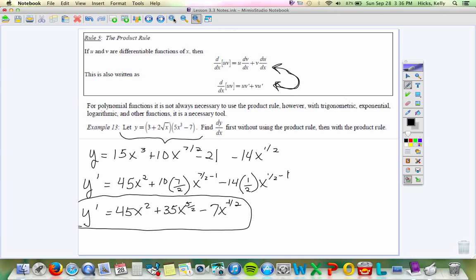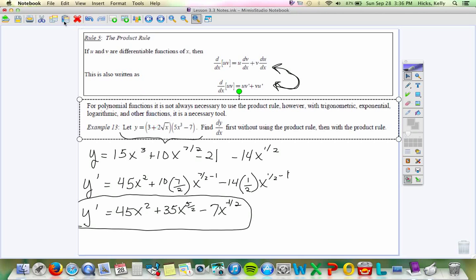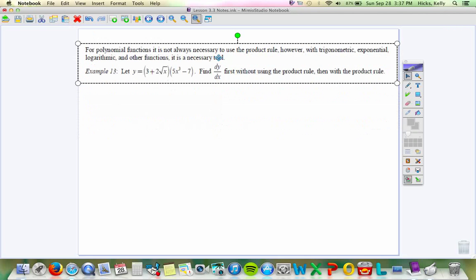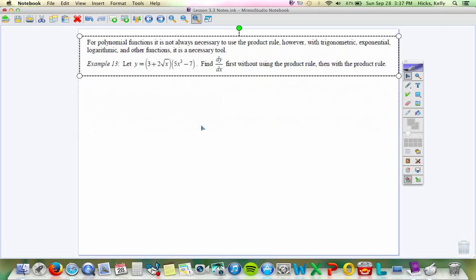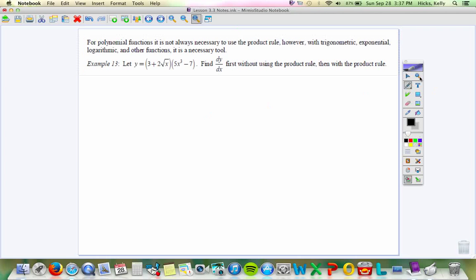Now, I'm going to try to copy this and put it on the next page so that we can do the same problem again, but a different way. Let's see if I can do this. Is that copy? Yay. Okay. All right, so this time we're going to do the exact same problem. We're just going to use the product rule, okay?